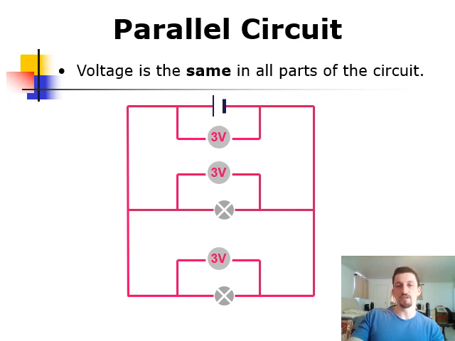Now in parallel circuits, on the other hand, the voltage is going to be the same in all parts of the circuit. In this case, the battery cell here is 3 volts, same as before, but because these two light bulbs are in parallel, we have 3 volts going across both of these light bulbs. So whether you wire them in series or parallel is going to have a pretty big difference on the voltage going through them, and if you remember from earlier, also on the current going through each one.